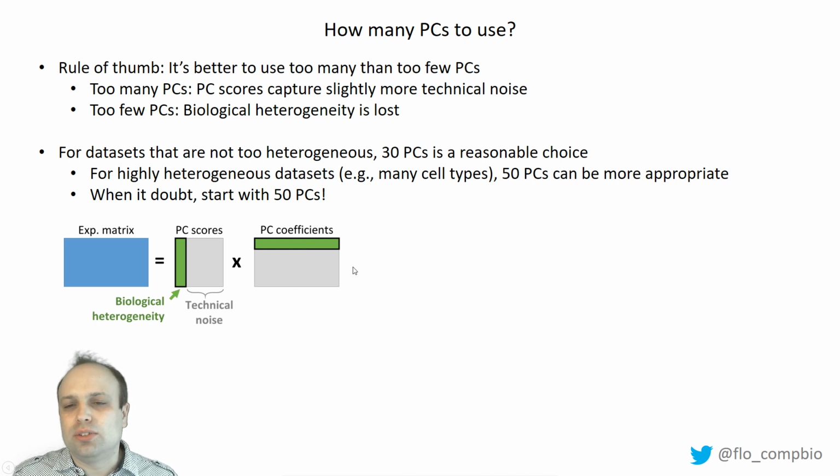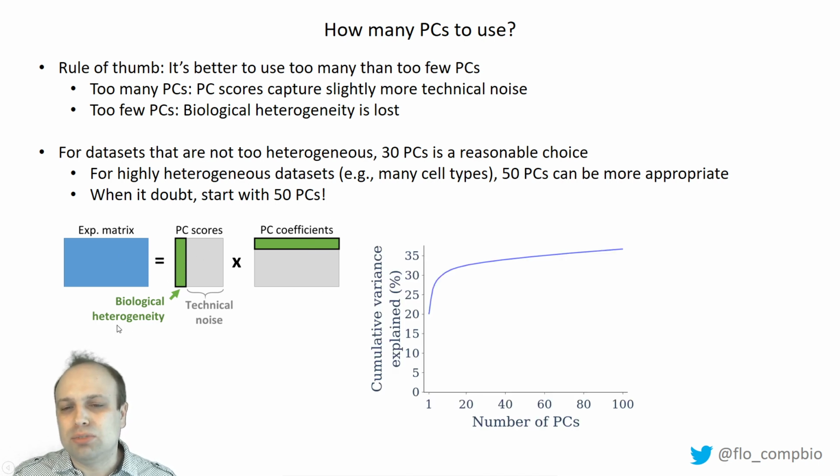So just to remind you, this is the separation between expression differences and technical noise. This is what I was referring to earlier. When you look at the cumulative variance explained for this PBMC data set, you see that the first couple of principal components already explain 30% of the variance, and then it starts to increase more slowly, and it keeps going at a pretty constant rate here.